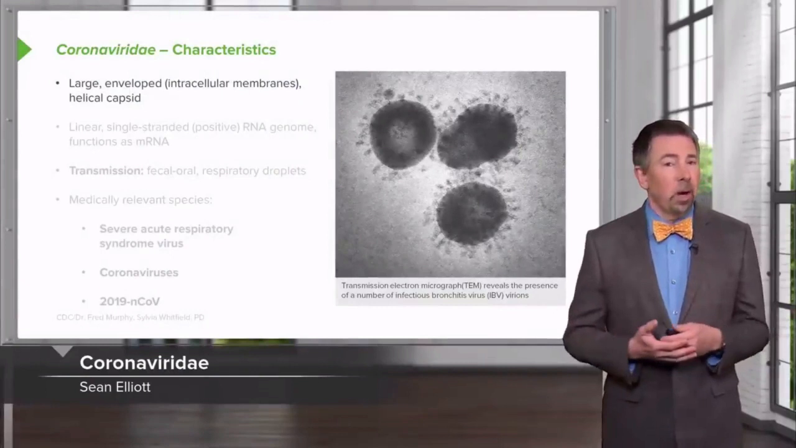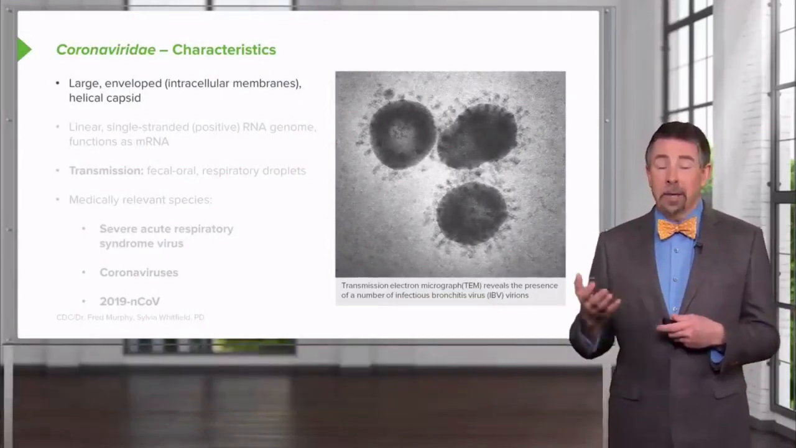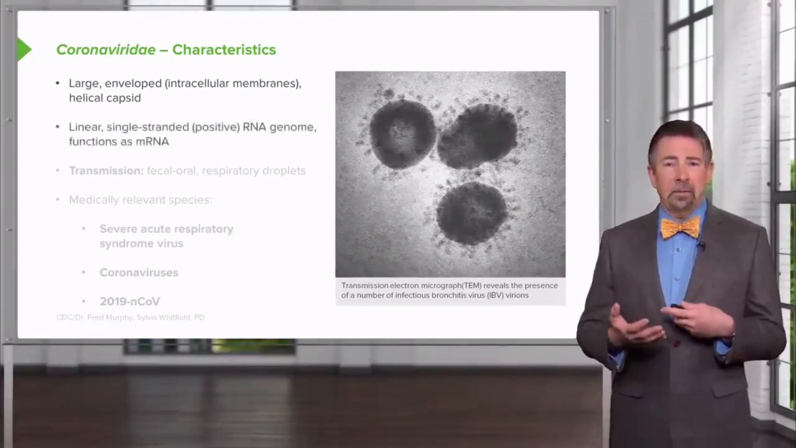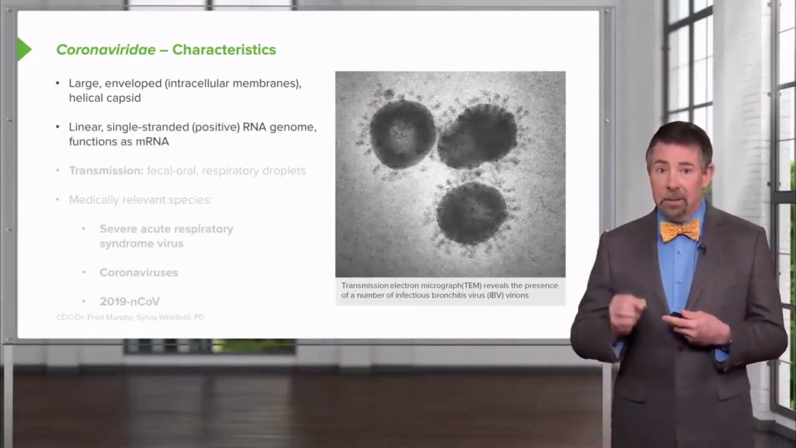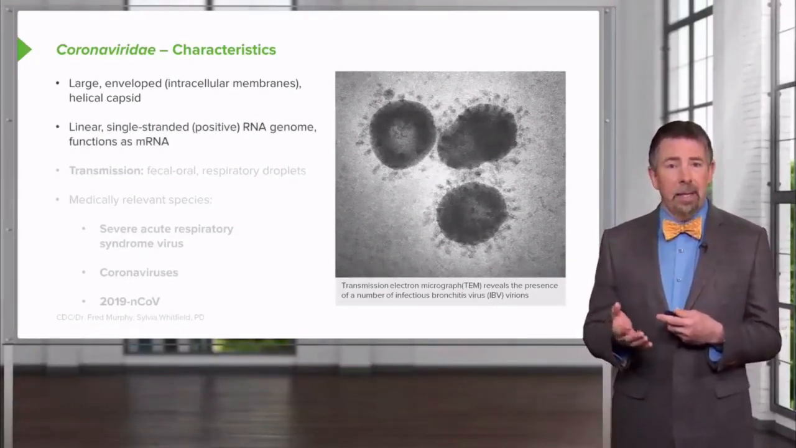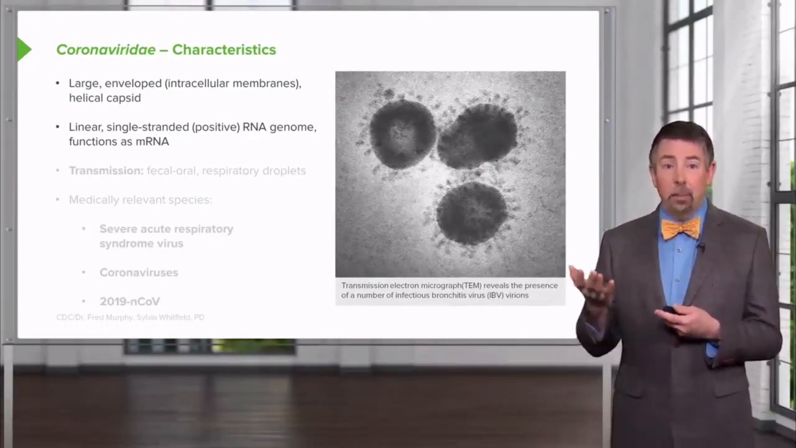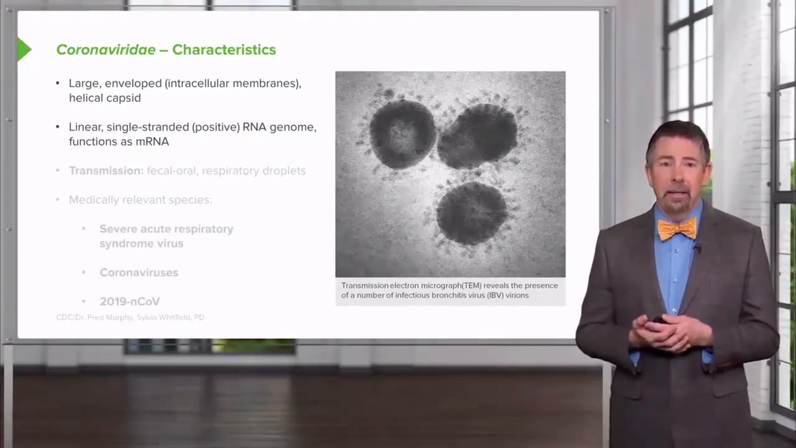Coronaviridae are large, enveloped viruses with an intracellular membrane and a helical capsid. They have a linear, single-strand, positive sense RNA genome. So again, as a positive sense RNA, their genome can function as a messenger RNA.